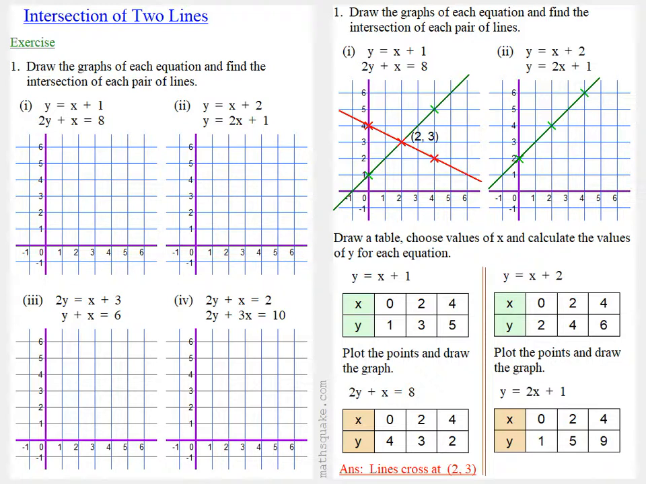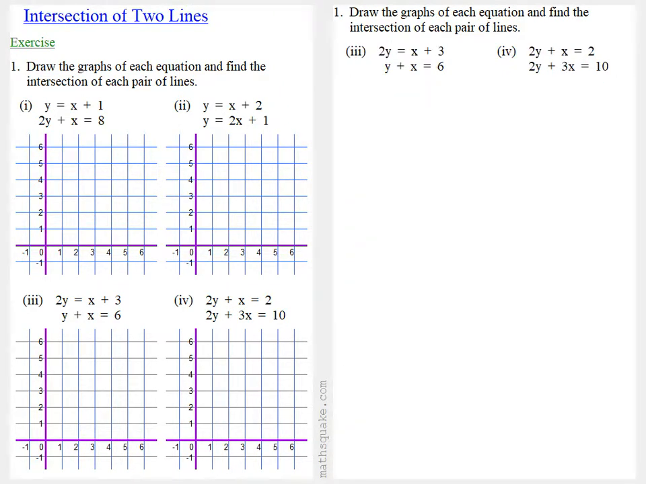I can plot two of those points on the grid. The third one goes off, but that's enough. I can join with a straight line. Now we see that the graphs cross at the point 1, 3. And so our answer is the lines cross at 1, 3.